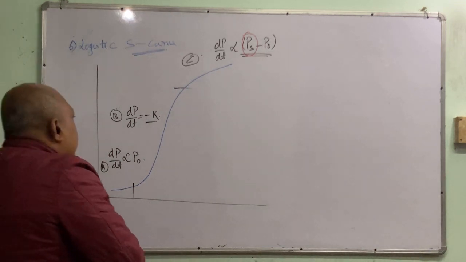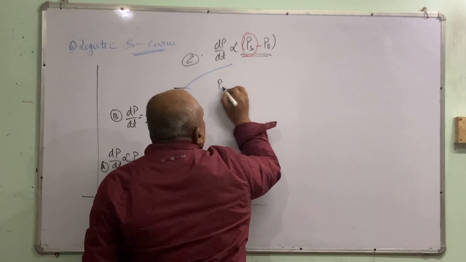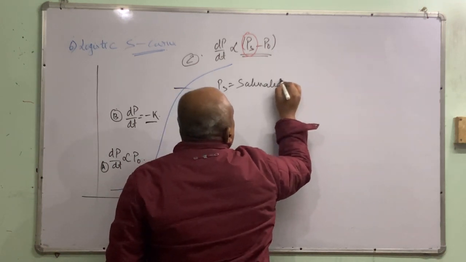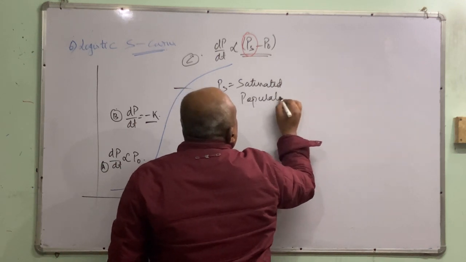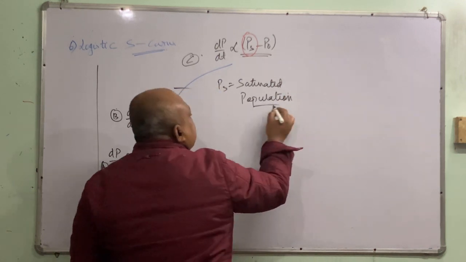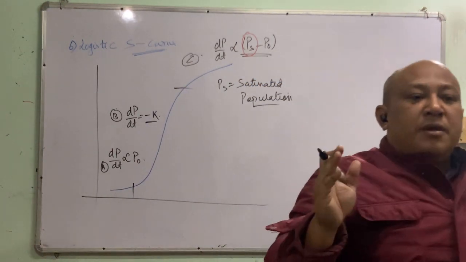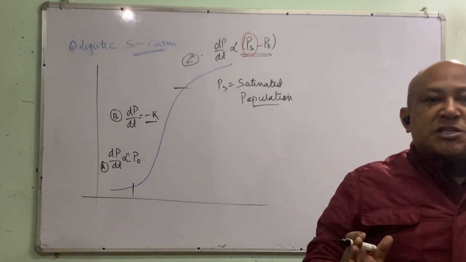Okay. This PS is called saturated population. Here the concept is very interesting. What it says is that a place or a town, wherever, it cannot have an unlimited number of population. Definitely it is going to have a saturated value.